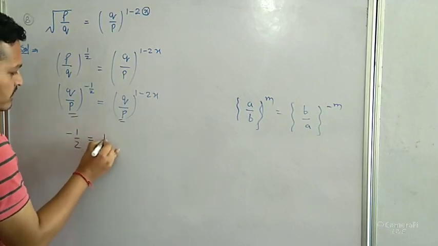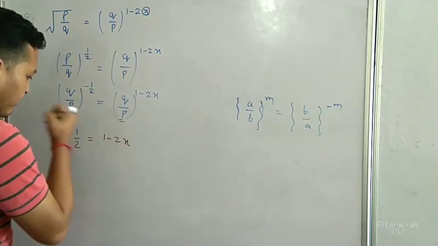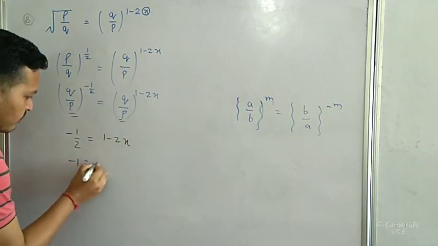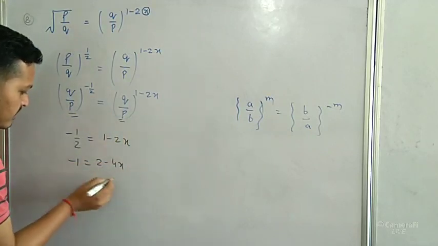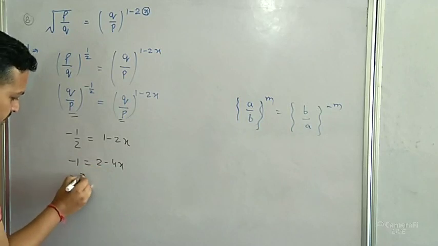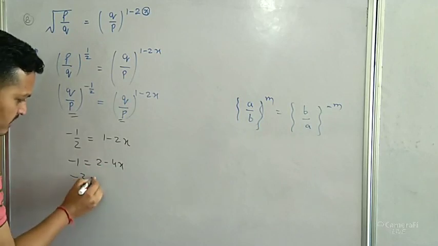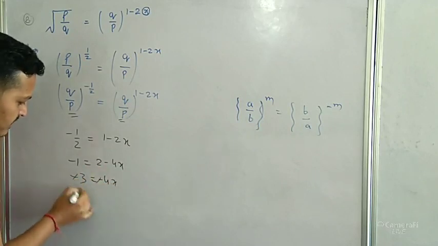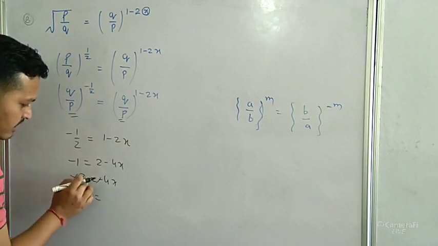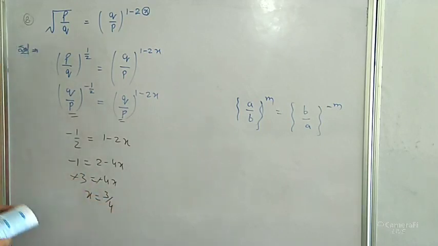Okay, now bases are the same, so we can compare the powers. Minus 1 by 2 is equal to 1 minus 2x. So can we calculate the value of x? So minus 1 is equal to 2 minus 4x. Okay, so then take it to the left hand side. So minus 2 and minus 1, minus 3 is equal to minus 4x. Minus cancels out, x is finally equal to 3 by 4. So 3 by 4 is the answer of this question, question number 8. Next, question number 9.